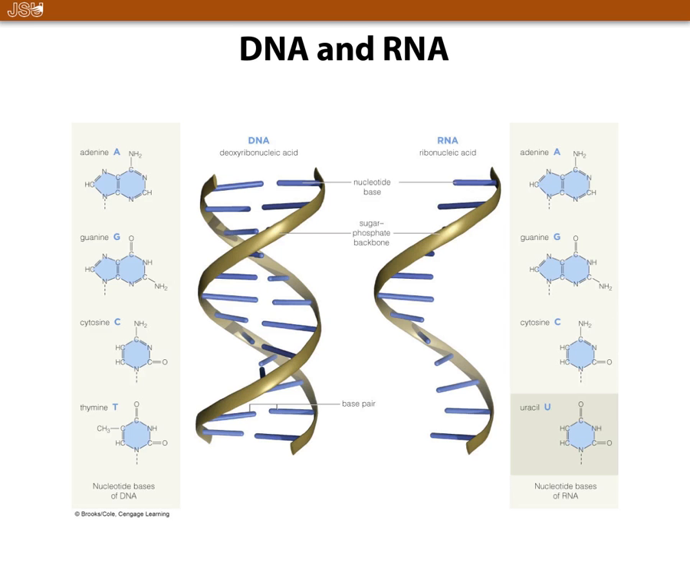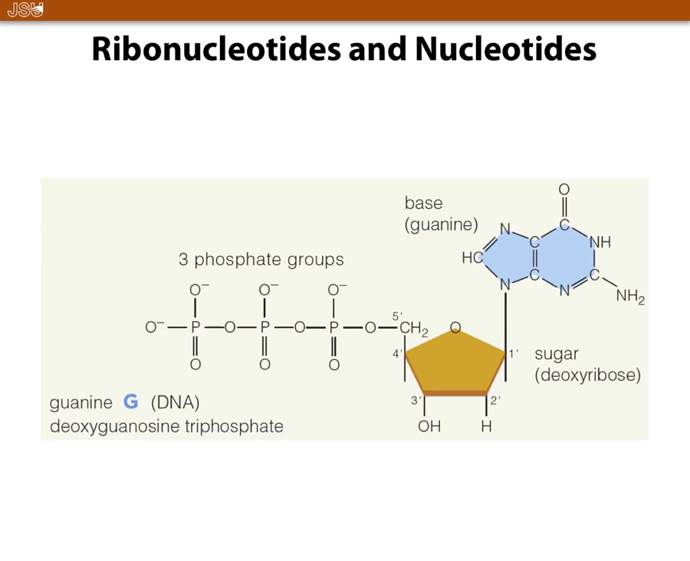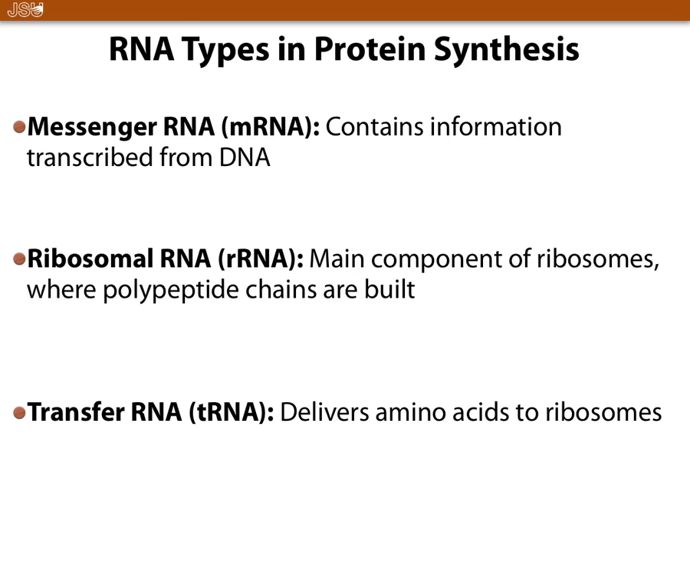Okay, and here is the difference with DNA and RNA. RNA is single strand. See that one line on the right? DNA is double strand, 2 lines. Both have adenine, guanine, cytosine, but in DNA, there's thymine, RNA, there's uracil. 3 types of RNA. You should know the 3 types and their functions.